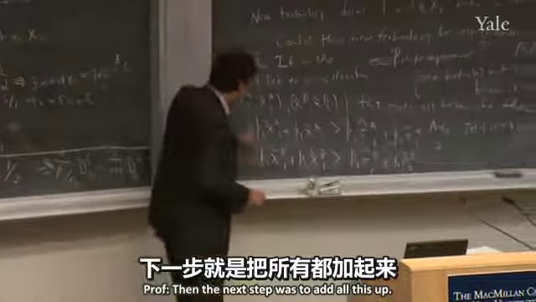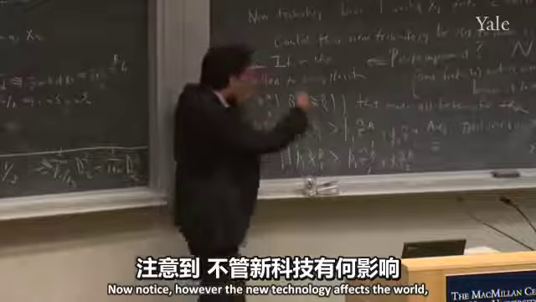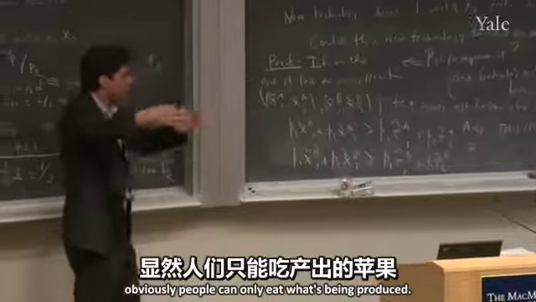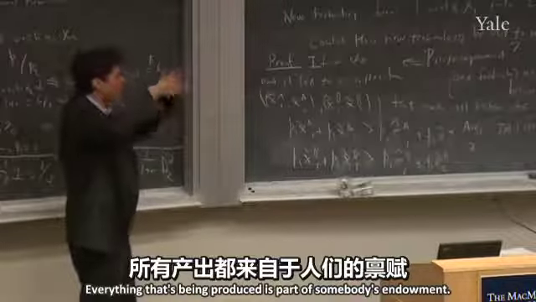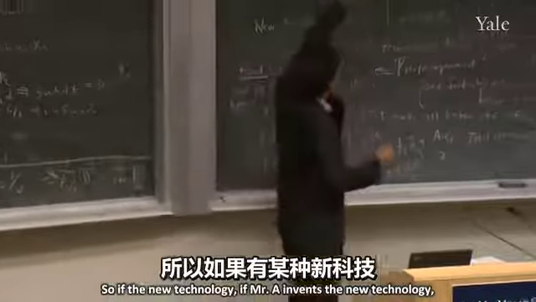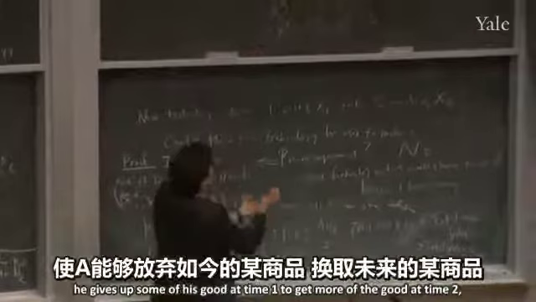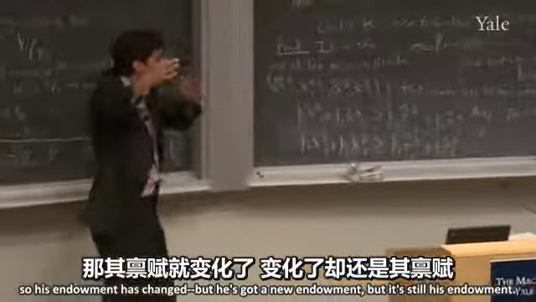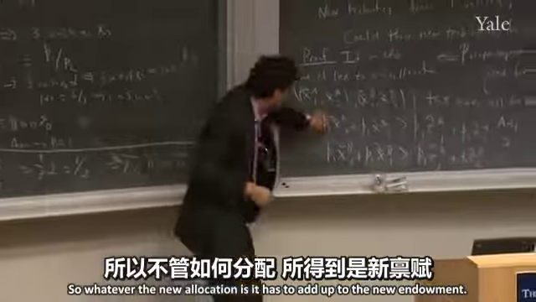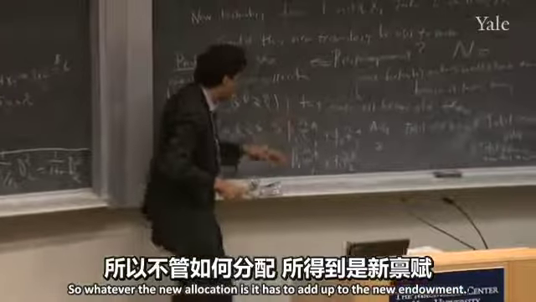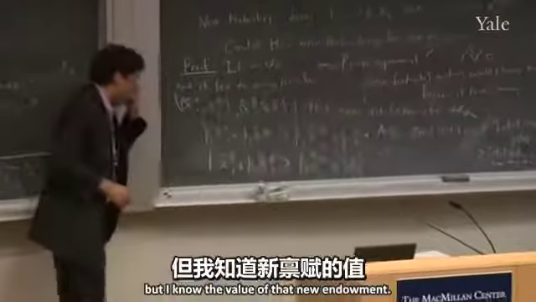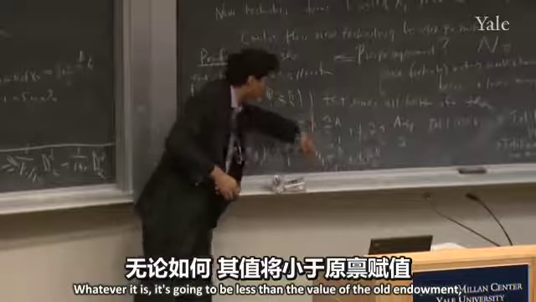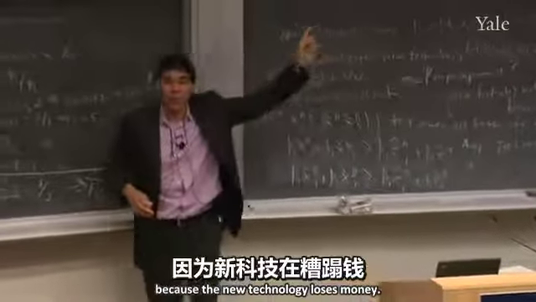Okay, then the next step was to add all this up. Now notice, however the new technology affects the world, obviously people can only eat what's being produced. Everything that's being produced is part of somebody's endowment. So if Mr. A invents the new technology, he gives up some of his good at time 1 to get more of the good at time 2. So his endowment has changed, but it's still his endowment. So whatever the new allocation is, it has to add up to the new endowment. Now, I haven't even bothered to write down the new endowment. But I know the value of that new endowment, whatever it is, is going to be less than the value of the old endowment, because the new technology loses money.